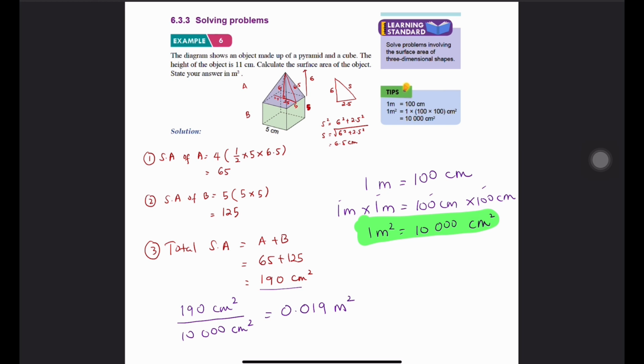Or what you can do, you can convert this measurement into meters first, and then you can calculate, so you don't need to do this part at the end. Understand? You can convert beforehand. For example this is 5 cm, convert it to meters first. So in here everything will become meter measurements. So later you just add the values you get in meters, no problem.